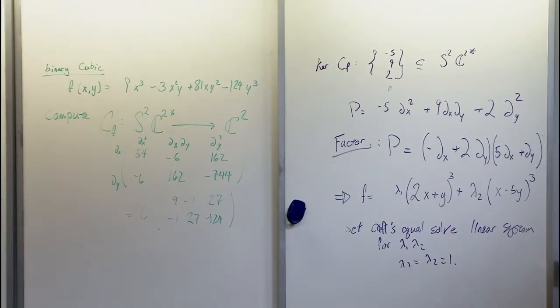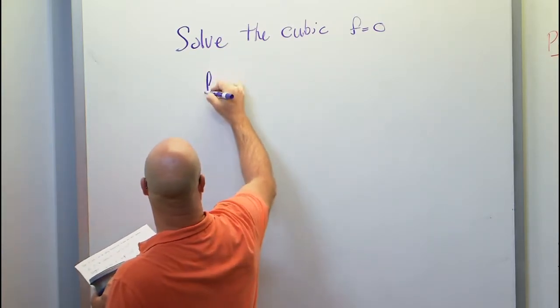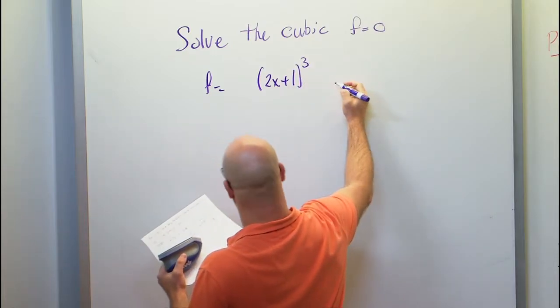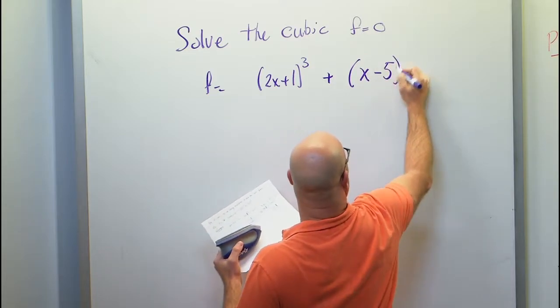So there's an extra bonus. John asked if anybody remembered the formula for the roots of a cubic. So I've actually just given it to you. So let's solve this cubic equation, f equals 0. So we just wrote it, f is equal to (2x plus 1) cubed plus... I'm going to dehomogenize just for the sake of what we're used to seeing.